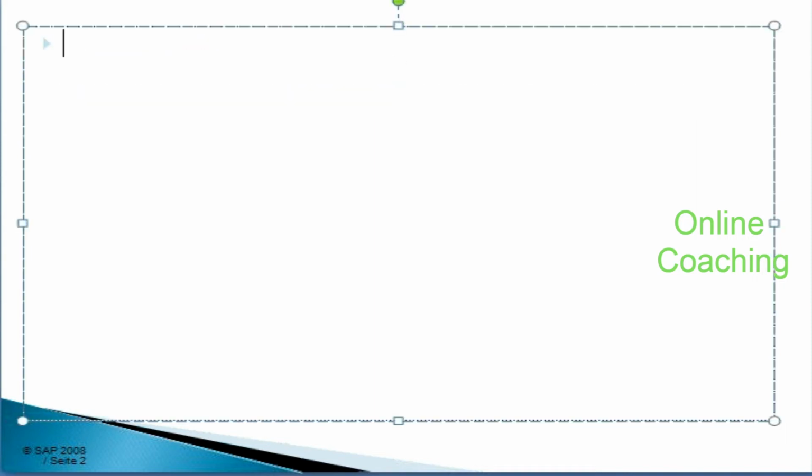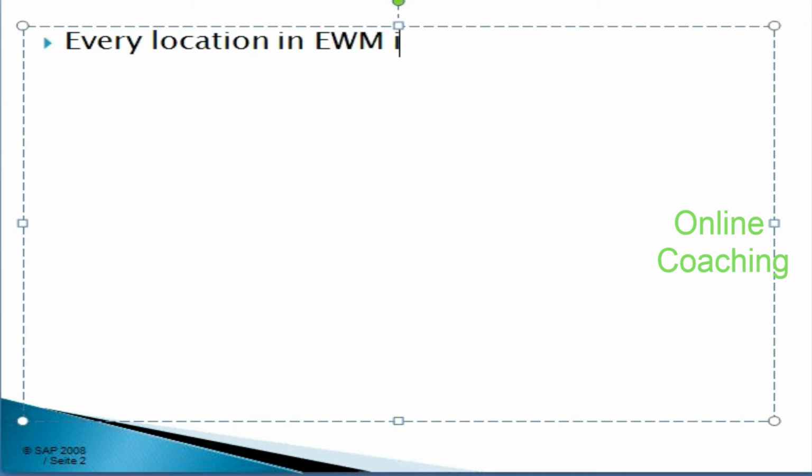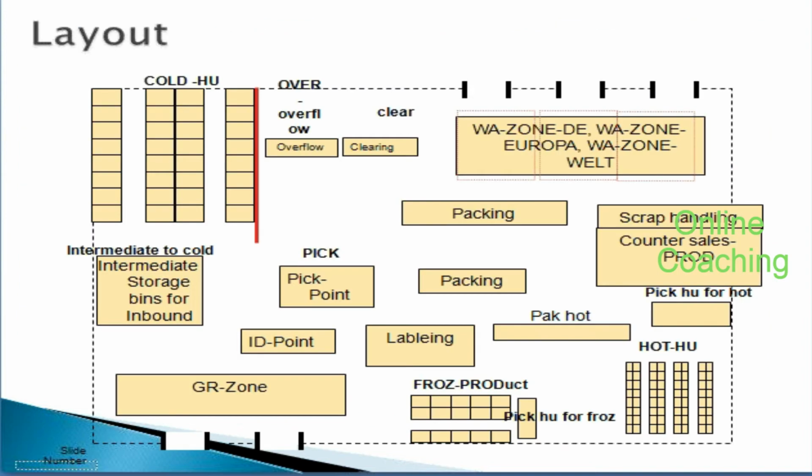First thing is that every location in EWM is a bin. Is it clear now? Whether it is a packing location, a picking location, the ID point, the GR zone, or a final putaway, everything is a bin only. Is it clear now?